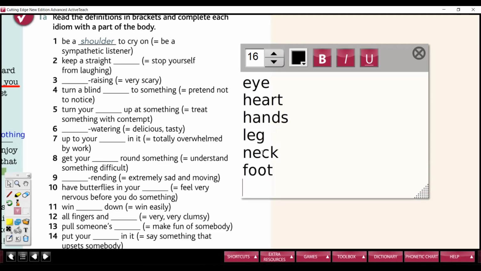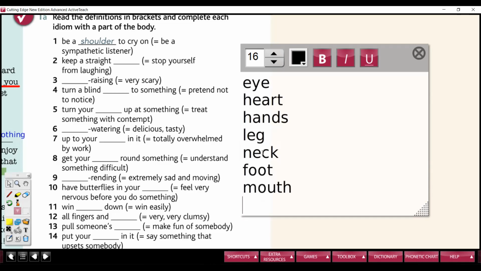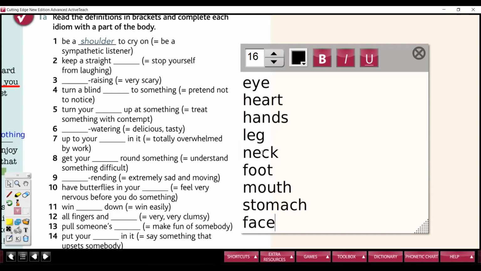1, 2, 3, 4, 5, 6. Our mouth. Our stomach, of course. I think with those you can face. Which one? Face. Face, yeah, face. Good, yes. And our hair. Yes. Hair, arms, no? Arms.